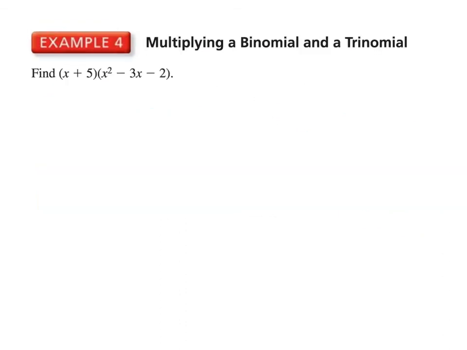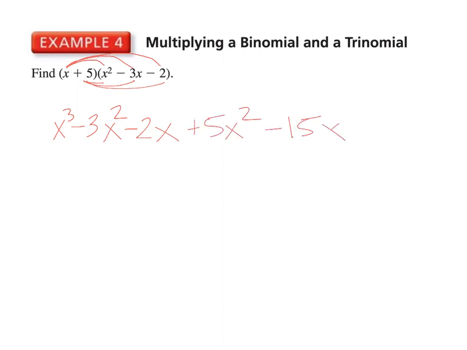All right, the next one is a bit more challenging. Not that much more, though. All right, it's like an extension of the FOIL method. I have to multiply the x times each term of the trinomial. So that gives me x cubed minus 3x squared minus 2x, and I have to multiply the 5 by each term. So that gives me plus 5x squared minus 15x minus 10.